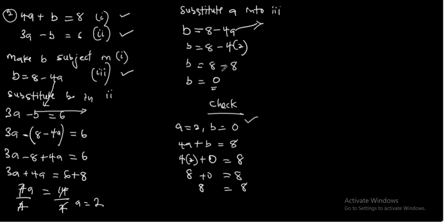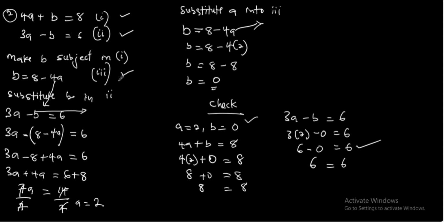We can also use equation 2 to check, right? Well, we have 3a minus b equal to 6. 3a is 6, minus b is 0, equal to 6. On the left-hand side, we have 3 times 2, 6, minus 0 equals 6. We have 6 on the left-hand side, equal to 6 on the right-hand side. So that means we are absolutely correct.